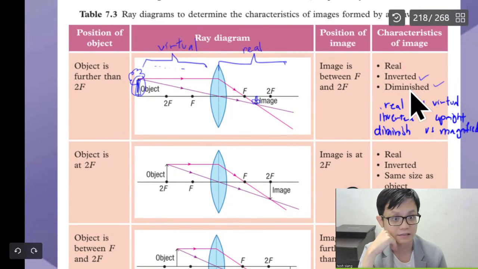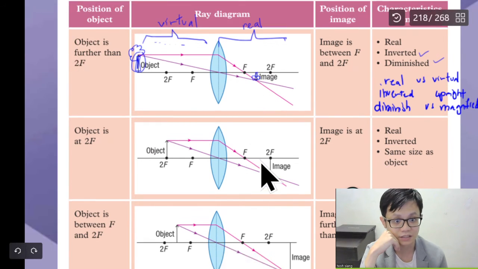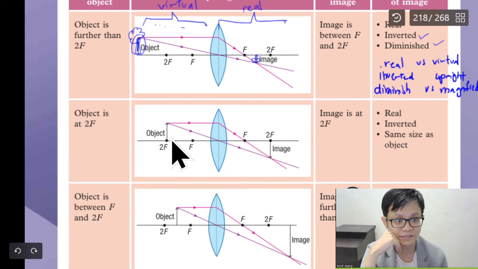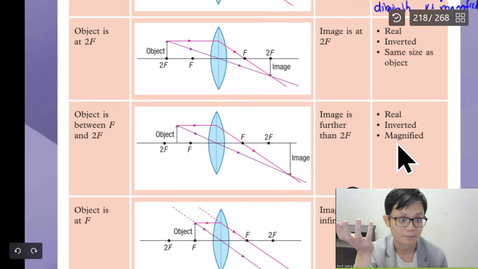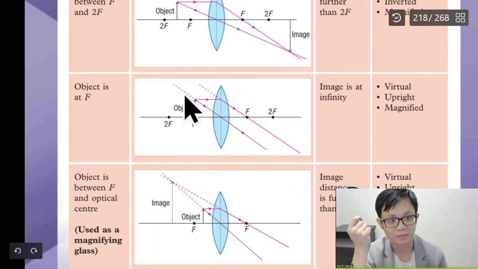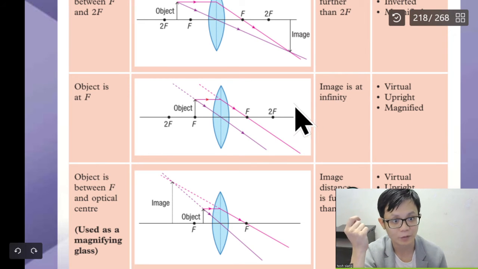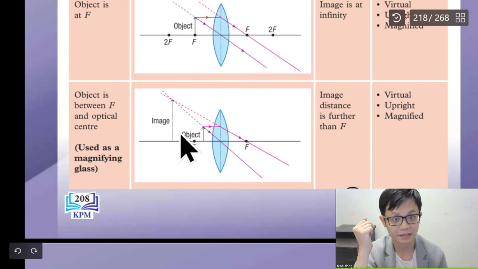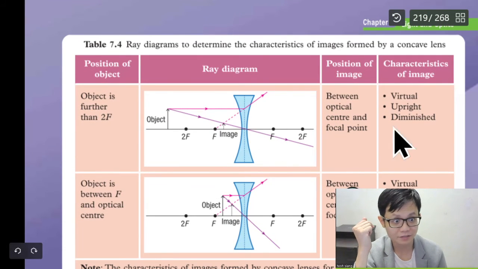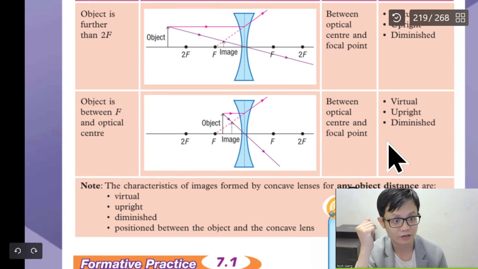Okay, one more is diminish. You see the image, this is smaller, diminish. This is same size, you see, same size. You need to use a ruler. This one obviously is bigger, magnify. This one is a bit special: magnify, because the image is at infinity. This one the image is bigger, magnify. Image is smaller, diminish.